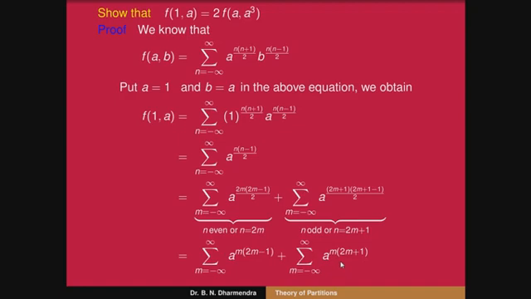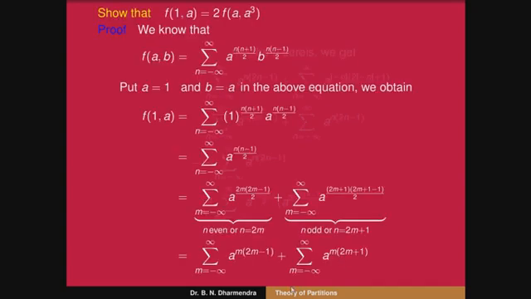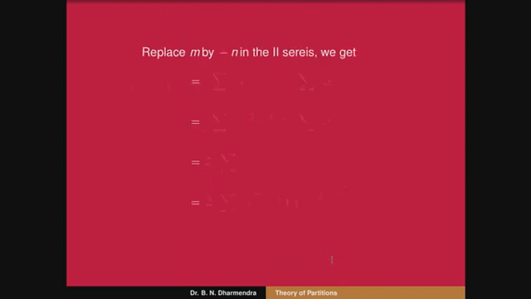In the next step, I have to replace the value of m by n in the first series without loss of generality. The first series is unaltered, but in the second series we have to replace the value of m by minus n. The first series we can directly replace m by n, n running from minus infinity to plus infinity a to the power of n into (2n minus 1) plus the second series.